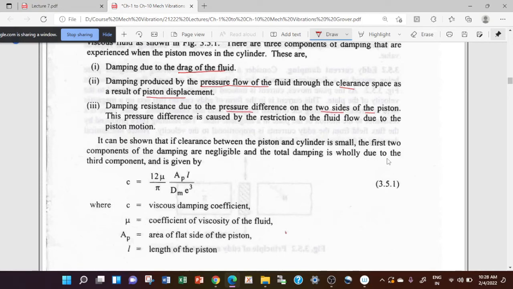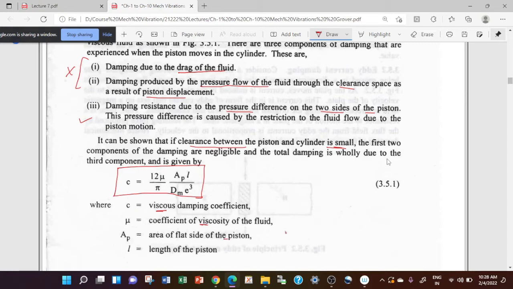So here, if the clearance between the piston and the cylinder is small, then these first two types of effect are negligible. So only the third one will dominate, and this will basically decide the damping of the dashpot. In the next semester, you will study the formula of this type in fluid mechanics, where C is known as the viscous damping coefficient. Mu is the coefficient of viscosity of the lubricant or the fluid. AP is the flat side of the piston.